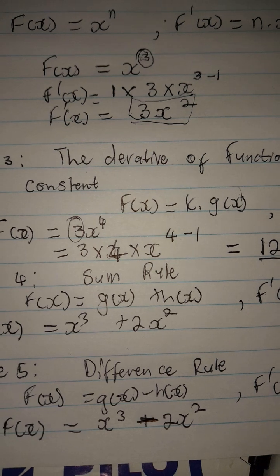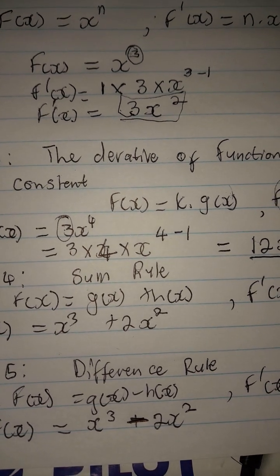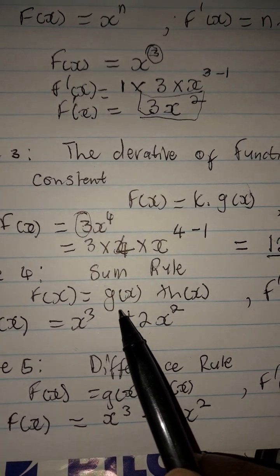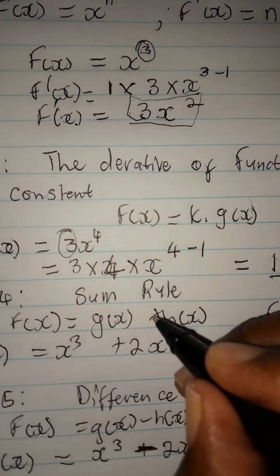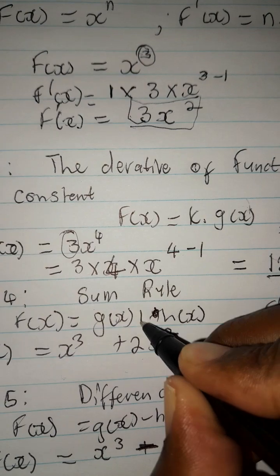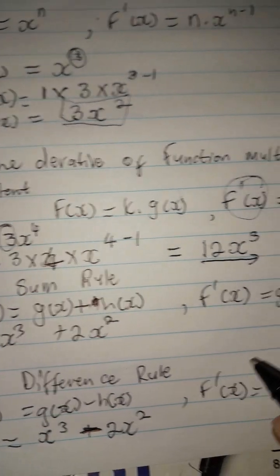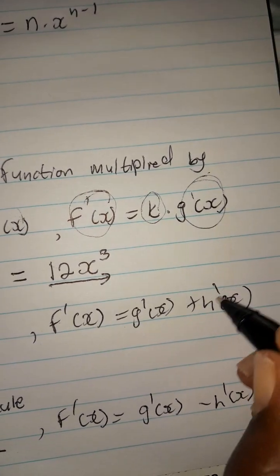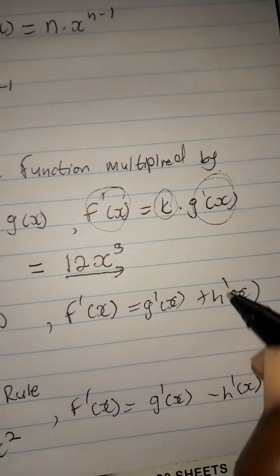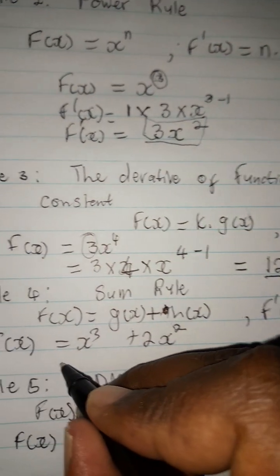For the sum rule, we're given different types of functions. f of x equals g of x plus h of x. That's plus, guys, I want you to see this clearly. So when you derive, you're going to derive g of x as well as h of x. Then let's put that into practice.